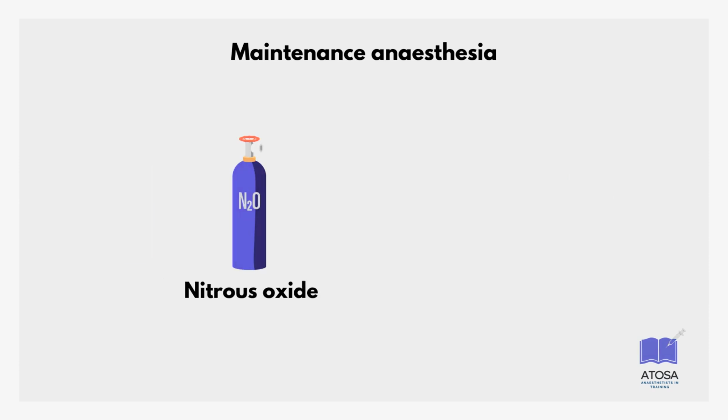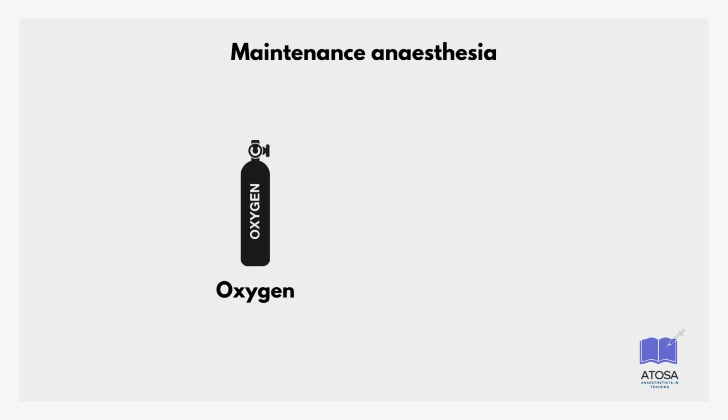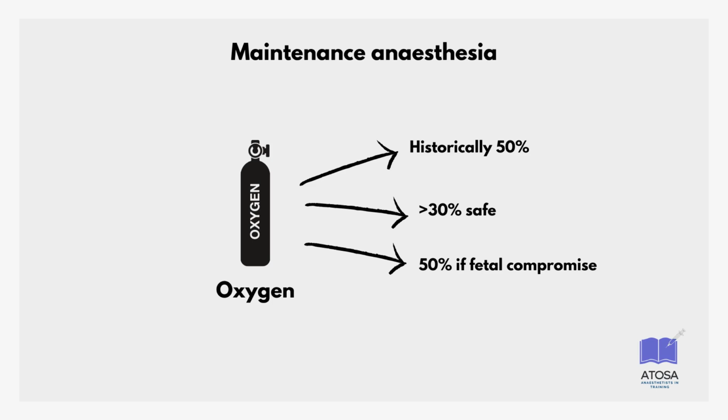Nitrous oxide is still commonly used in obstetrics, with benefits being rapid uptake, analgesia, and less tocolytic effect on the uterus than other volatiles. Historically, oxygen concentrations of 50% have been used, but multiple studies have shown no change in fetal outcome with lower concentrations. I routinely target 30 to 35% if my oxygen saturation remains above 94%. In the presence of fetal compromise, I still target 50% until the baby is delivered, and then I target the 30 to 35% FiO2.